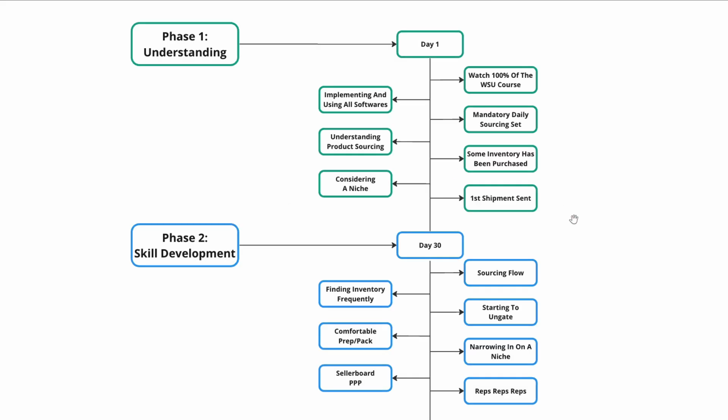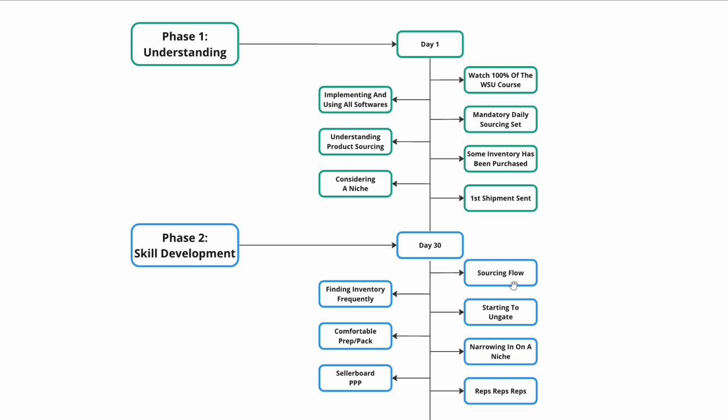Okay, now that we've completed phase 1, understanding, now we can move on to phase 2, which is skill development. By phase 2, we are no longer stumbling our way through product sourcing. We are starting to reach a sourcing flow. We can sit at our computer, set our designated time for how much we're going to source that day, and we can go right into flow. We understand how to manufacture margin. We understand where to look. We understand the methods that we're using. We have a significantly better understanding of how to product source when we're doing online arbitrage.